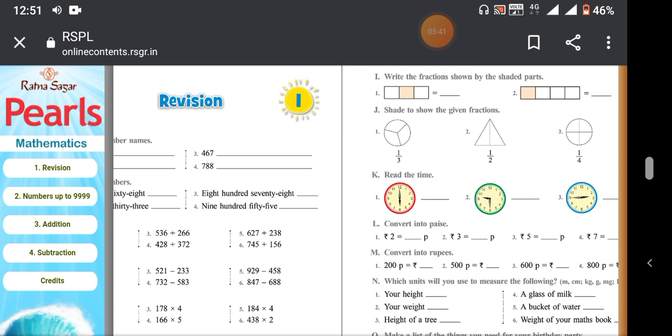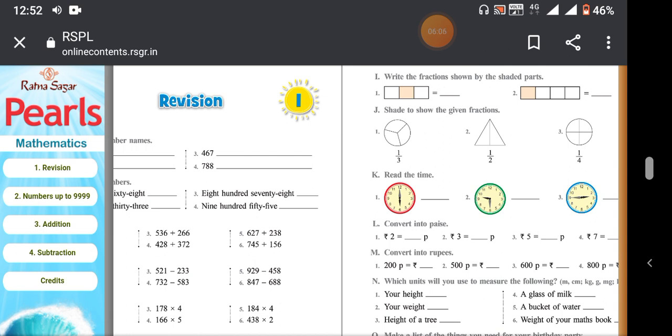Then P, solve these word problems. Rani bought 25 green balloons, 38 red balloons and 42 yellow balloons. How many balloons did she buy? Here you should add these numbers, 25 plus 38 plus 42. Then we get the total number of balloons.